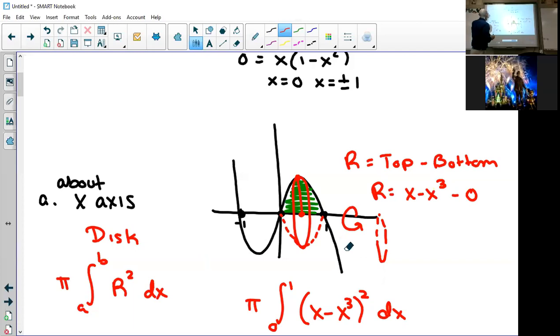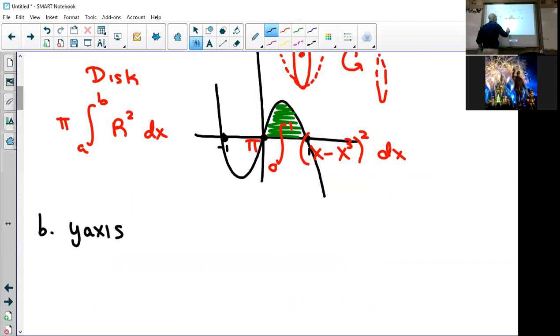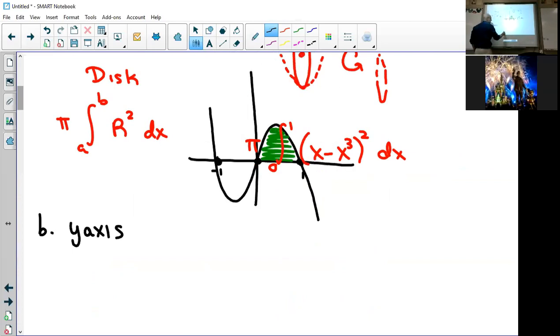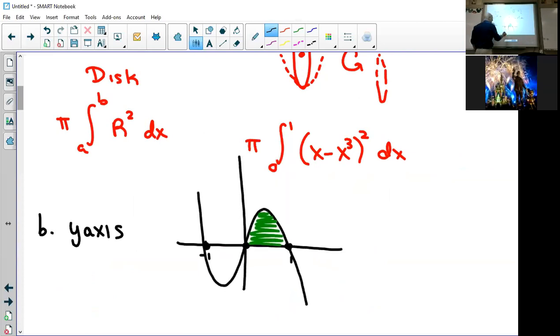All right, let's do the same picture, but now we're going to revolve it around the y-axis. All right, so let's bring our picture down here. There we go. Now I'm going to get rid of this side because we really don't need this side. We really just need our inside there. Here we go.